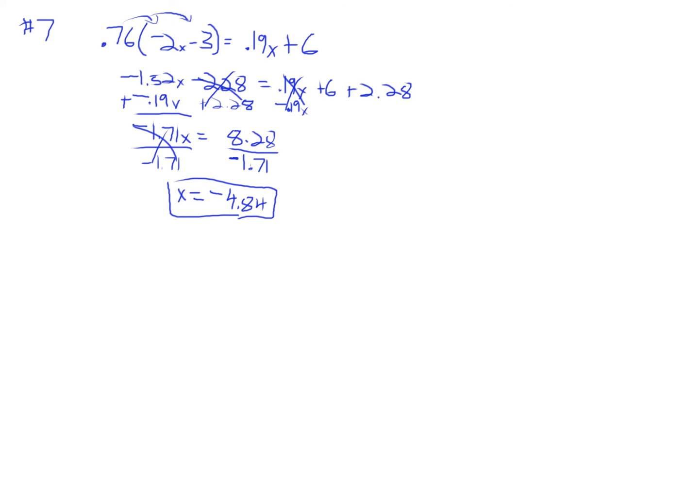Let me go ahead, pull up the next one. The next one I have is number 8. Sorry. This is number 8. Put a little box around there so you remember. Number 8, 2x minus 6 equals 20.